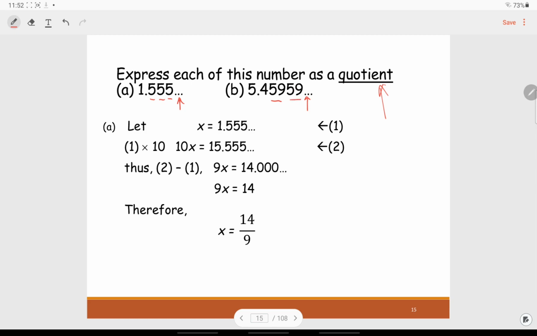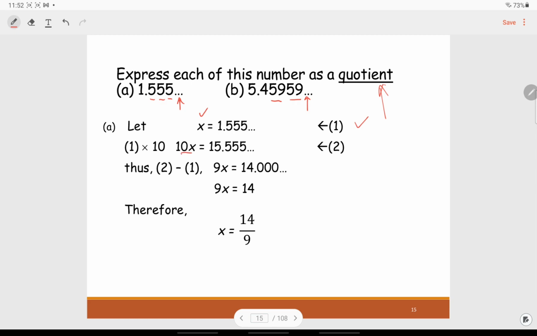The repeating element is 5959. So that means these numbers are rational numbers, and we can convert them into fraction or quotient form. Alright, we start with the first example. Let the given decimal value be x, and we denote this as equation number 1. The second step is to multiply equation number 1 by 10, that means we multiply both sides, left and right, by 10.